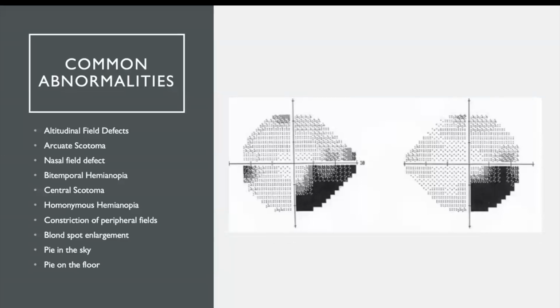So that's a quick run through of different abnormalities that you might find on a Humphrey. And what's important is that the more you're seeing things and the more you're going through the pathologies, the more you'll understand things.